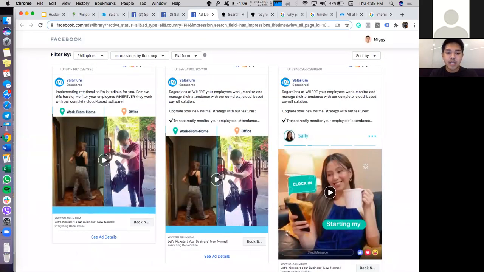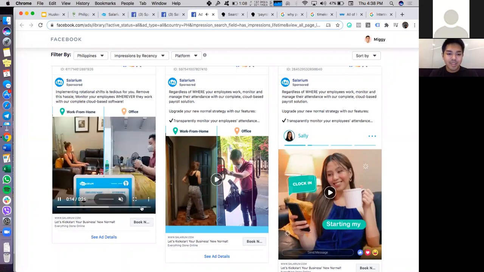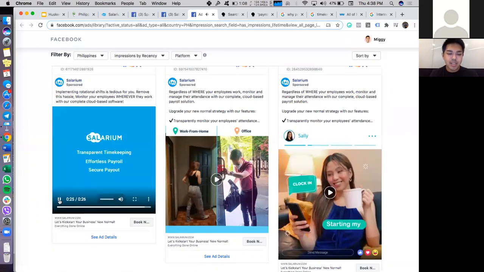And the best part is I can even watch this ad, right? Nice. Also, again, see, it's the three benefits and the features that they're talking about.